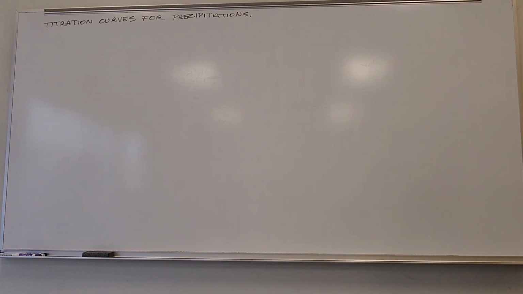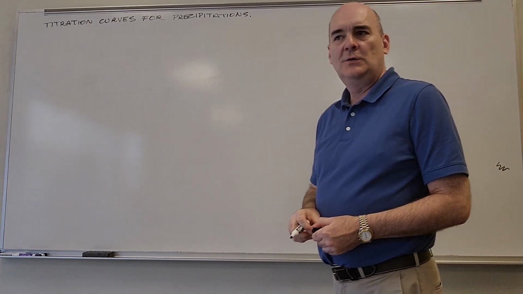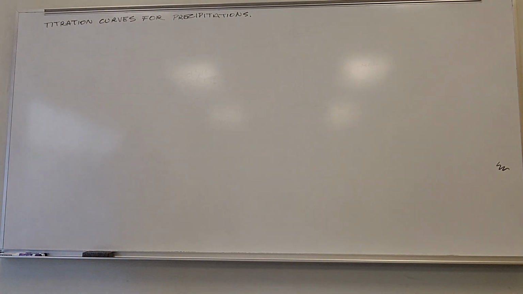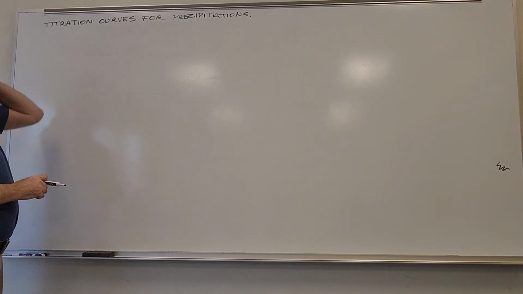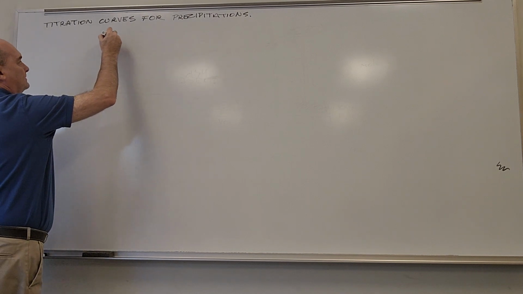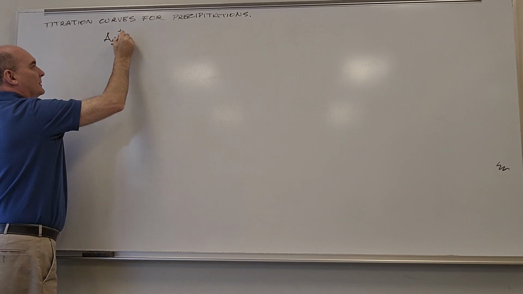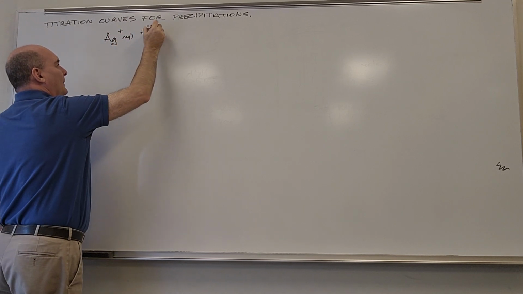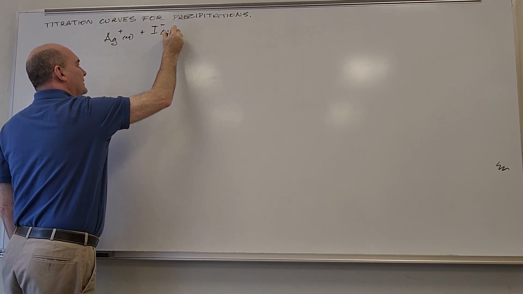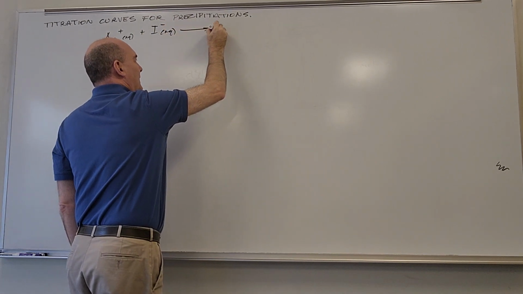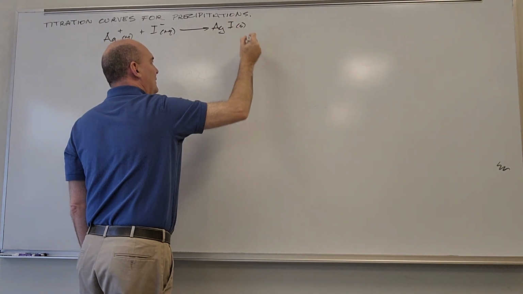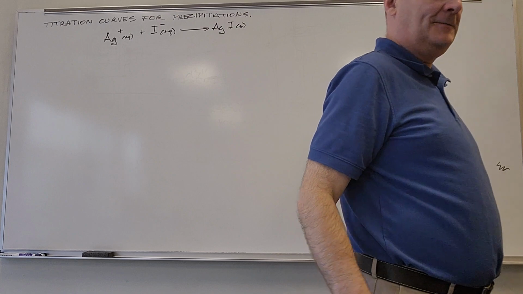Everything that works for acids and bases in terms of titration curves, well, it's a universal truth. It works for other reactions too. Let's pick a reaction. I'm going to take some silver ions that are in solution, and I'm going to take some iodide ions that are in solution, and I'm going to make an insoluble silver iodide.